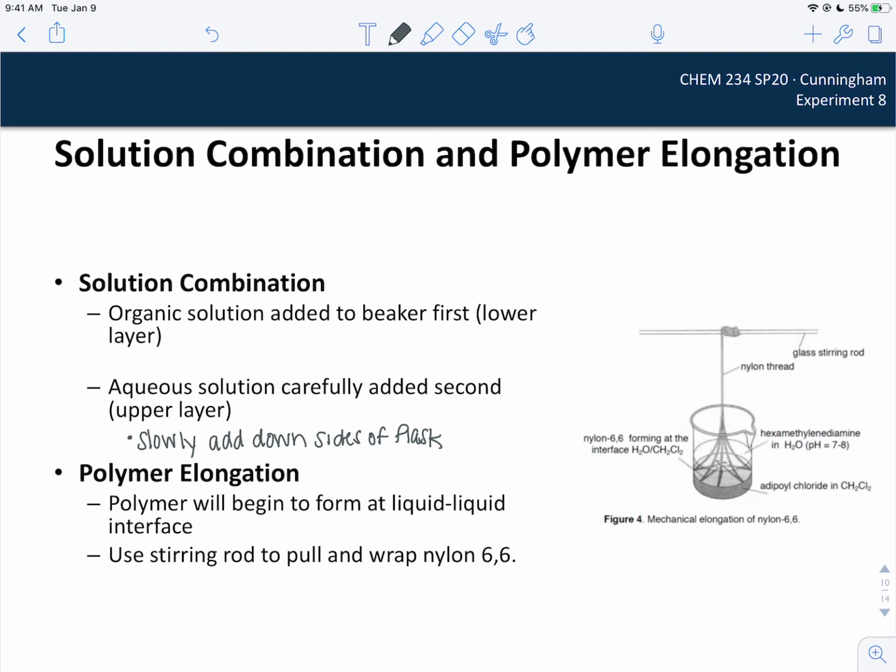Our polymer is then going to begin to form at our liquid-liquid interface, and so that's going to look just like a film. We're going to use our stirring rod to pull and wrap our nylon 6,6 polymer. So the polymerization is going to continue to happen until we run out of our solution, one or both of our solutions. We're then going to rinse our polymer with deionized water.